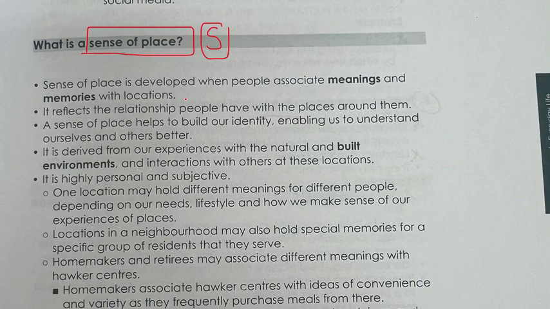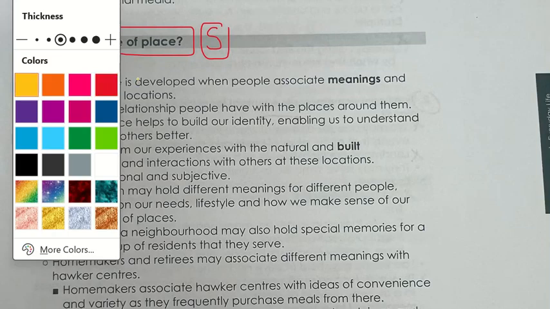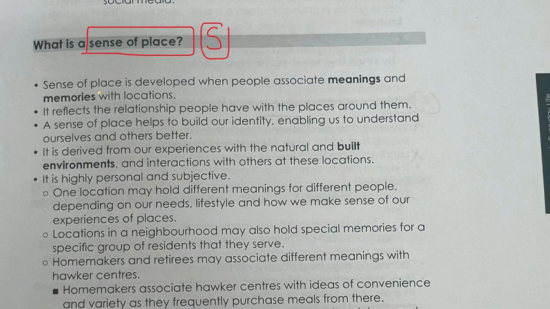Does this sentence help to understand or make meaning of the first factor? To me, yes, it does. So I use another different color. Then I underline developed when people associate meaning with memories. Then I put D. Okay. Now, after that, they say it reflects the relationship people have with the places around them. Is there a definition? Yes. But is it necessary? No need, because I already said developed and people associate meanings and memories with location.